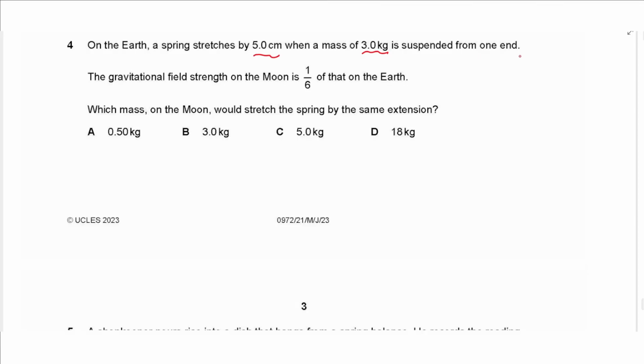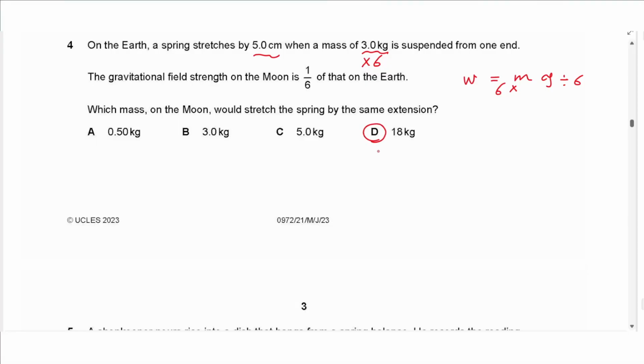Question 4 says, on the Earth, a spring stretches by 5 centimeters when a mass of 3 kilograms is suspended from one end. The gravitational field strength on the Moon is 1/6 that of Earth. Which mass on the Moon would stretch the spring by the same extension? So for the same extension we need the same force, and in this case the force is equal to the weight. So weight is equal to mg. Now g is divided by 6. For the same weight we need to multiply the mass by 6. So 3 kilograms multiplied by 6, that gives an answer of 18.